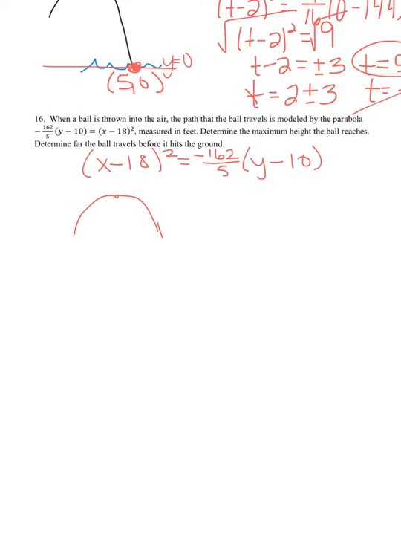Determine the maximum height that the ball reaches. The maximum height, that's right, this point right here, also known as the vertex. That vertex is 18, 10. In this question, everything is in feet, right? So this is the horizontal distance, how far the ball goes, and this is how high the ball goes. The y value is how high, the x value is how far. So 18, 10 means once it travels 18 feet forward, it's at its highest point, which is 10 feet in the air.